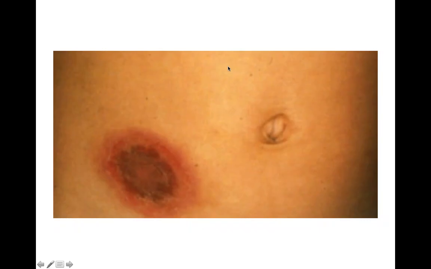Next is fixed drug reaction. It is also caused by mainly the same drugs: ACE inhibitors, NSAIDs, anti-epileptics. The characteristic feature is the rash occurs at the same location again and again. Whenever the patient takes an ACE inhibitor, the patient may have a rash on the back. The patient takes it again, the rash appears on the back. So this is called fixed drug reaction.